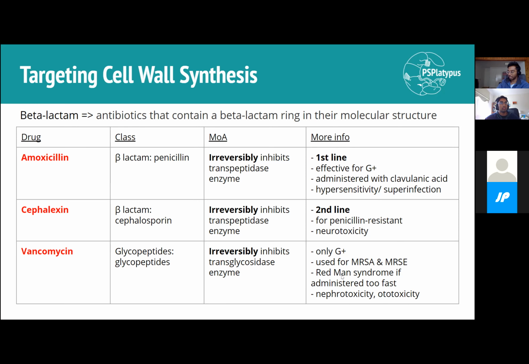And something that it has is red man syndrome if it's administered too fast, alongside nephrotoxicity and ototoxicity. So nephrotoxicity is toxicity of the kidneys. Ototoxicity is toxicity of the ears.